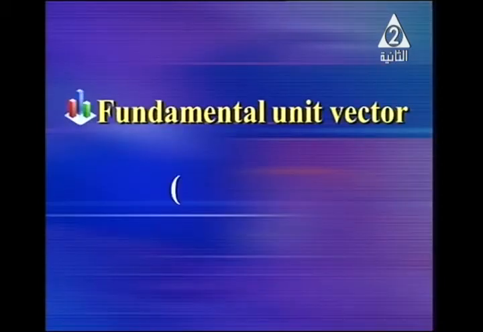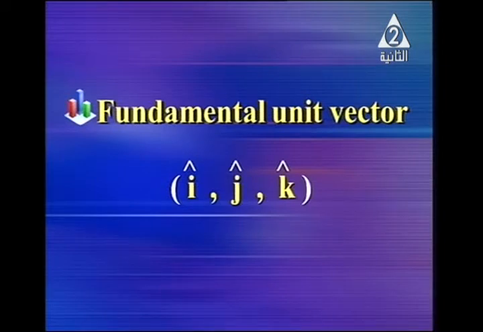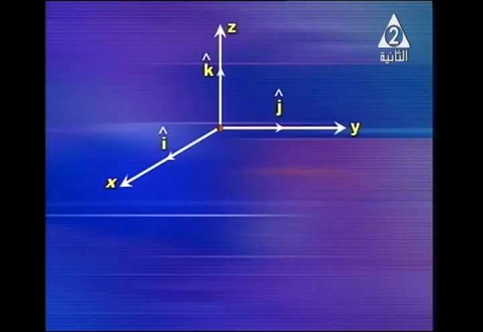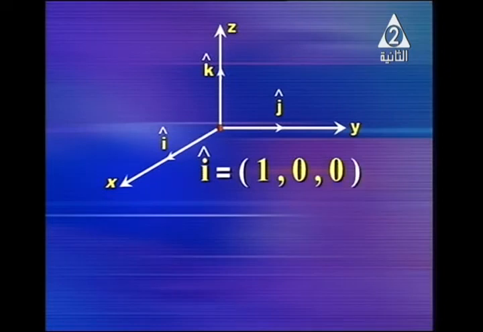Fundamental unit vectors. Now we will explain the fundamental unit vectors. We can represent a vector by using fundamental unit vectors. What do we mean by fundamental unit vectors? i, j, k. i on OX, j on OY, k on OZ. Look at, dear student, three dimensions, OX, OY, OZ. I vector represents OX, j vector OY, k vector OZ. Then I vector is a unit vector.